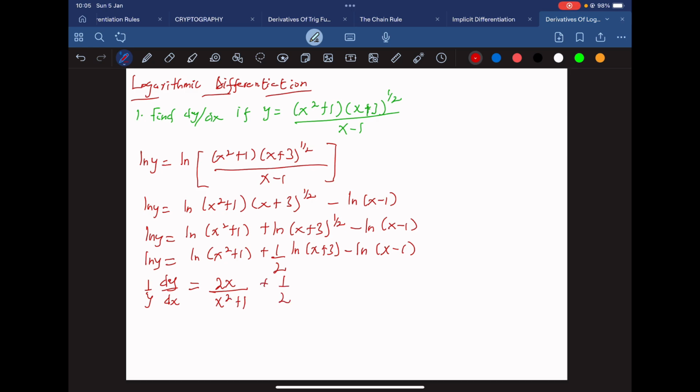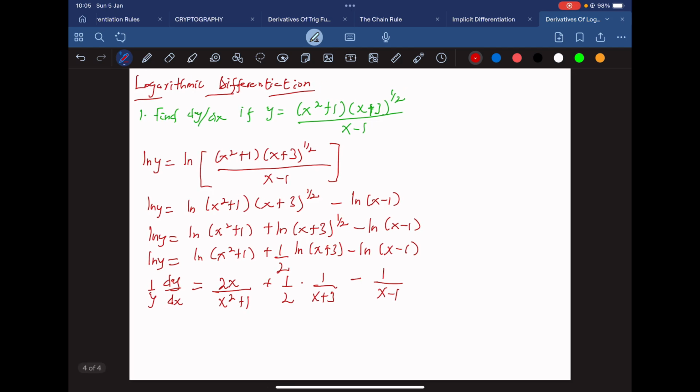plus 1 half. In the second term, we do the same thing. If we differentiate x plus 3, you get 1. Then we divide by what is inside the parenthesis. Then next one, the same thing. If we differentiate what is inside, you have 1, and you divide by what is inside. So rewriting this, we can have 2x over x squared plus 1 plus 1 over 2(x plus 3), then minus 1 over x minus 1.